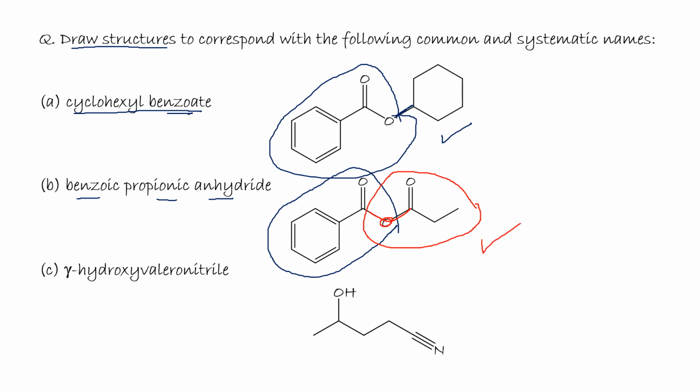Gamma-hydroxyvaleronitrile, that will be from valeric acid, five carbons, that's 1, 2, 3, 4, 5. Alpha, beta, gamma, so gamma-hydroxyvaleronitrile.